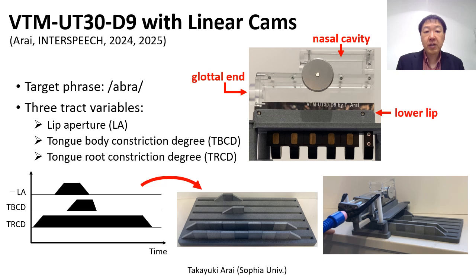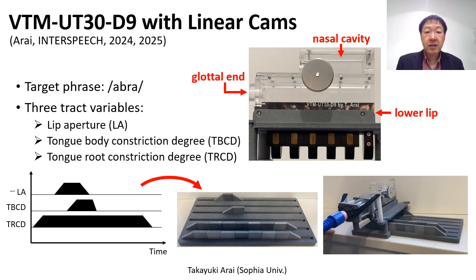For the tracked variable LA, or minus LA in this case, it will first close for B. After B, but during R, we can still keep the lips halfway closed to enhance the quality of retroflex R. Next, for the tracked variable TBCD, the degree of constriction must be high when making the R sound.